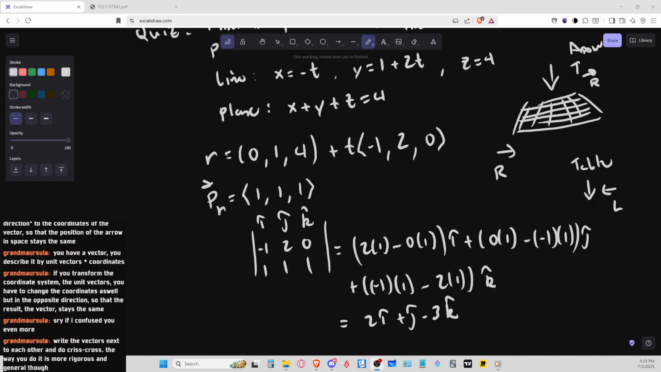Okay, so find the point where the lines intersect. Okay, so we got the vector. Now we just have to figure out how that relates to the intersection of the line and the plane. Now we have the normal vector that comes out of both the plane and the line. Now we have to actually find the point where the line intersects the plane.